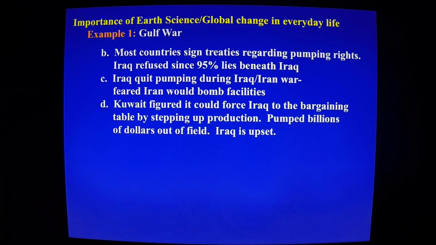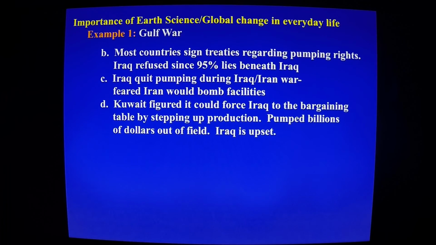So Kuwait figured it could force Iraq to the bargaining table by stepping up production, and they pumped billions of dollars out of this field over a 5-year period. Obviously, Iraq is going to be upset. I mean, that was kind of what Kuwait was trying to do, was make them upset enough so that they would come to the bargaining table.